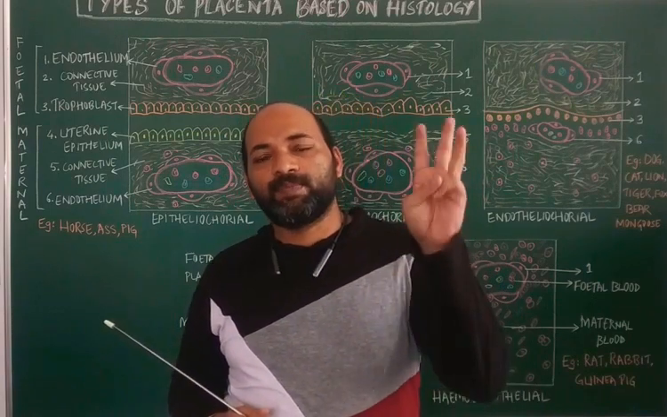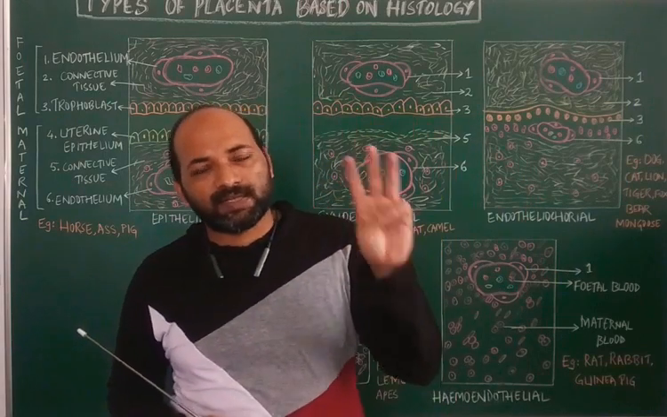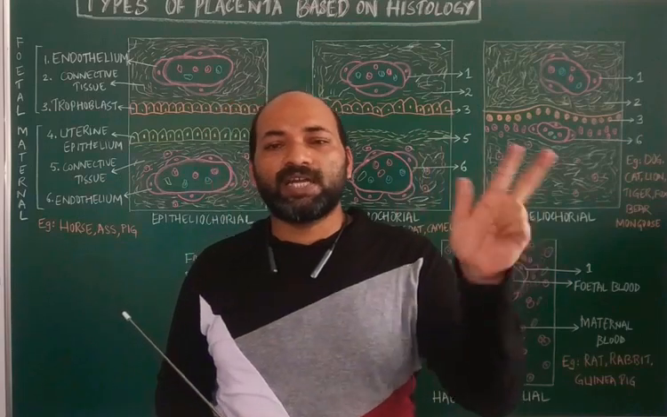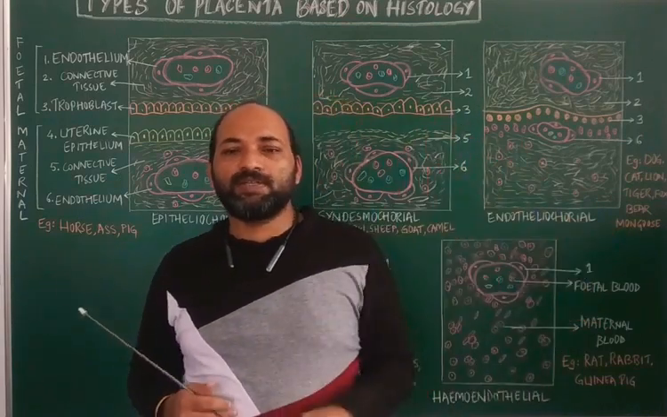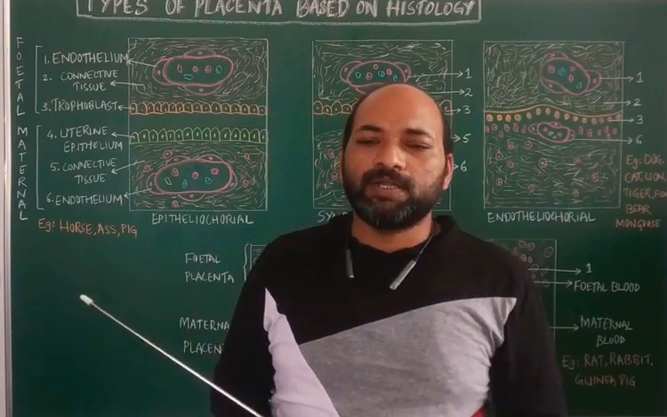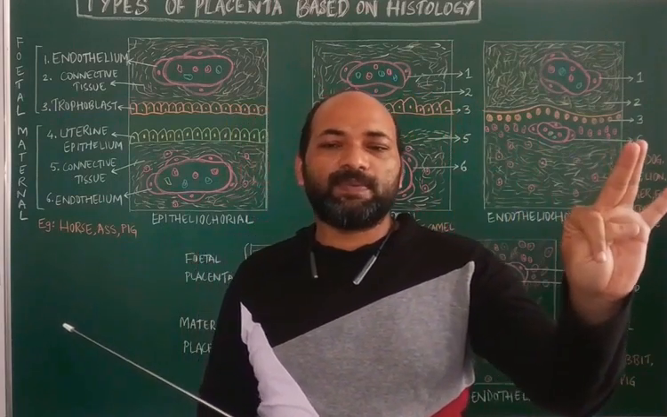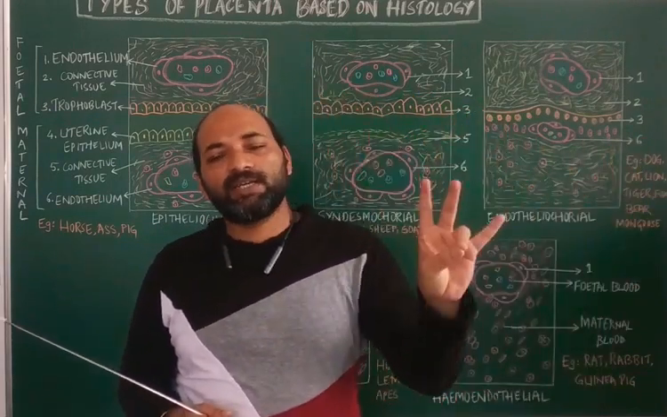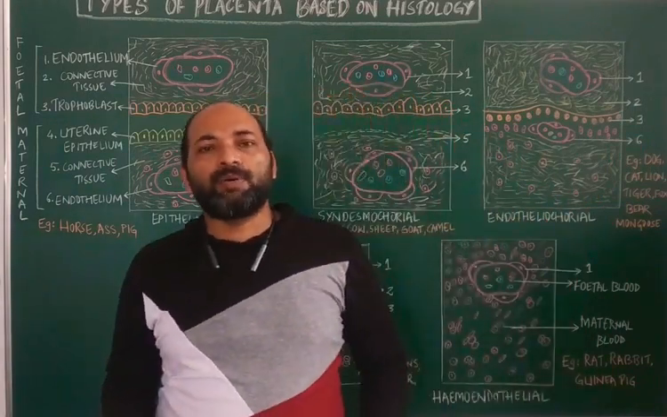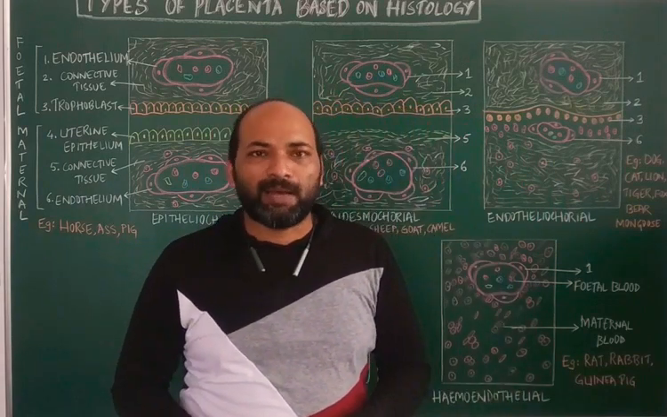The third type is based on the fate of the uterine tissue. There are three types: deciduate, non-deciduate, and contradeciduate. And the last, fourth type, is based on the distribution of villi on the chorion. There are diffuse, cotyledonary, discoid, metadiscoid, and lastly zonary placenta. So this is all about the placental types commonly seen in mammals. Thank you.